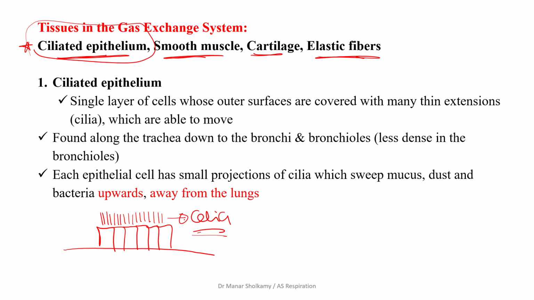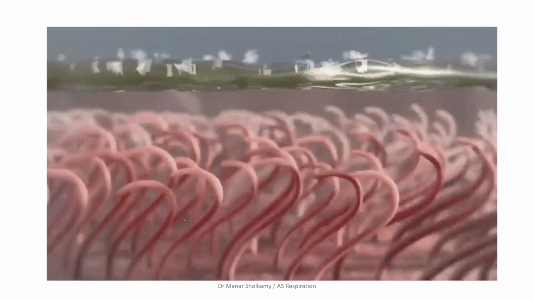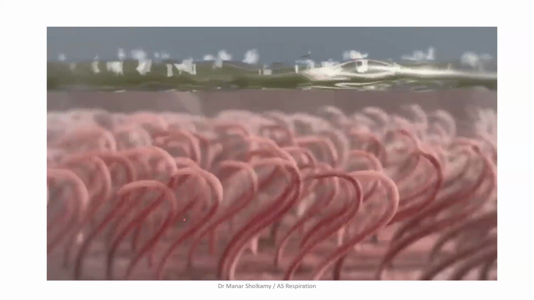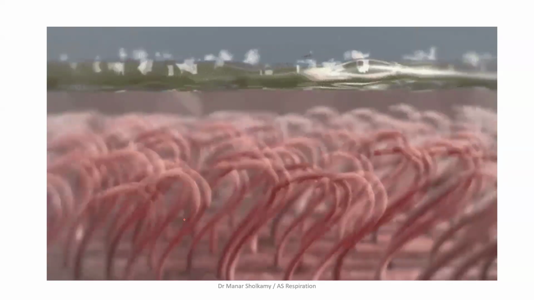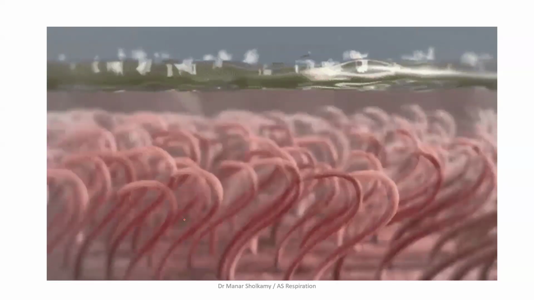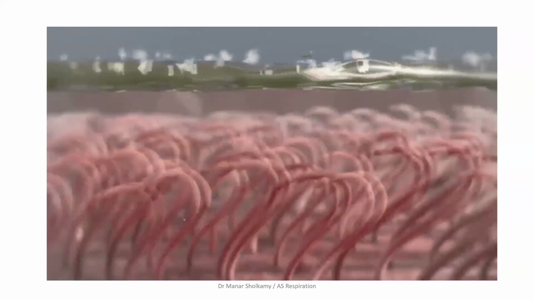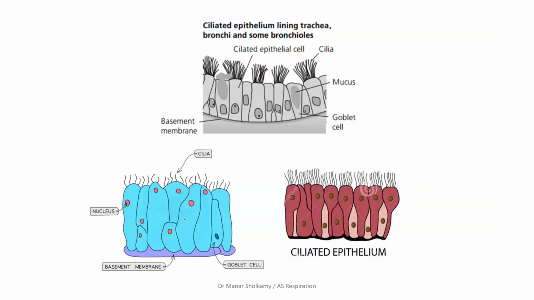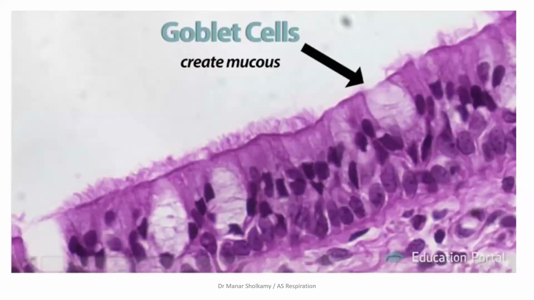And in between the cilia, now this is a very nice picture showing you the cilia. And for your information, the cilia move in one direction, away from the lungs, upwards towards the back of the mouth in order to swallow the mucus, and it goes to the acids in the stomach. Now, in between the cilia, we have cells that release mucus. What is the name of those cells? Goblet cells.